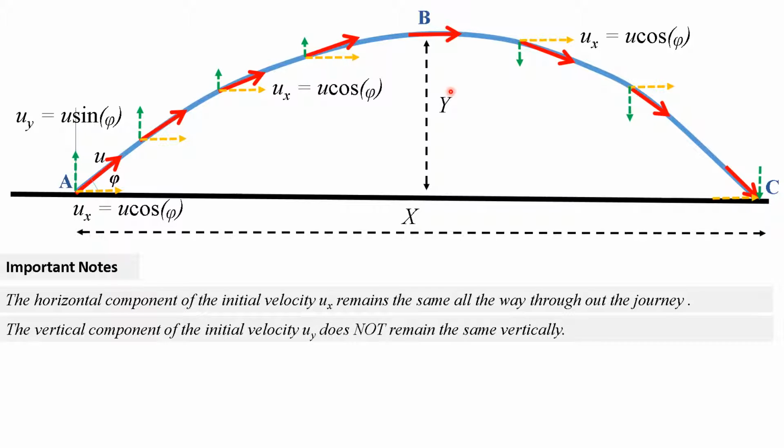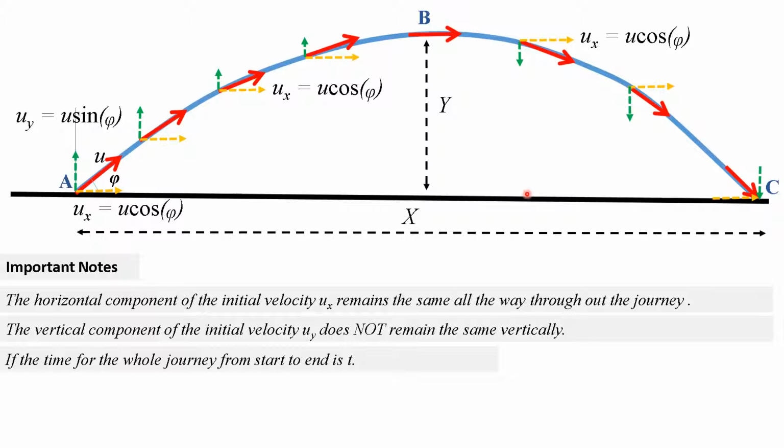But vertically, the situation is different. The velocity here is the maximum, then it gets less until it reaches the top, at which point the velocity is 0. And then after the top, the velocity increases, but in the opposite direction as it comes down, and then reaches the level here with a velocity the same as that one. The only difference is the direction.